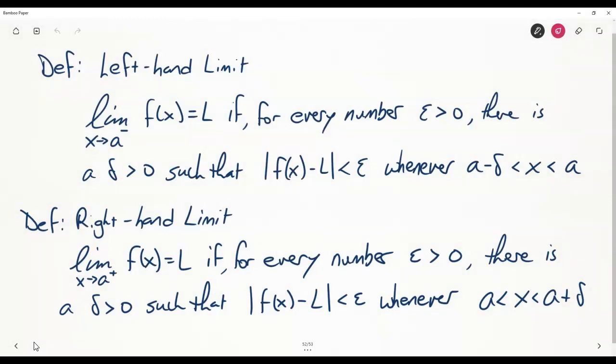That is the only thing that changes in those definitions, apart from the fact that I'm using the left-hand and right-hand limit notation. But the rest of the definition is staying the same. I still have absolute value of f of x minus L is less than epsilon. But we're only going from a minus delta to a for the left-hand limit, and we're only looking at values of x between a and a plus delta for the right-hand limit.